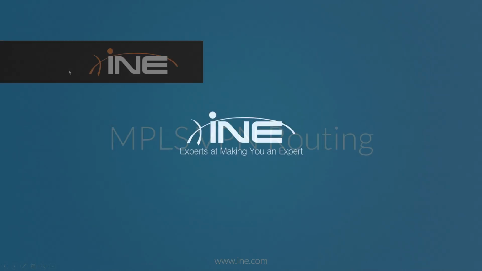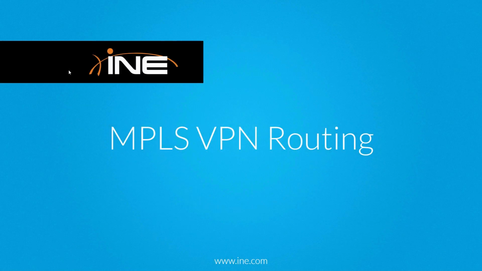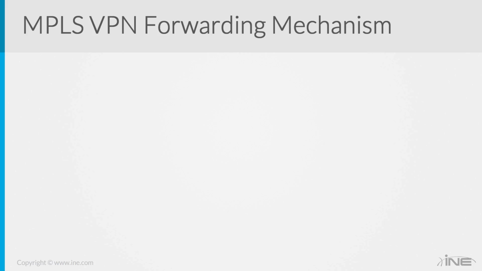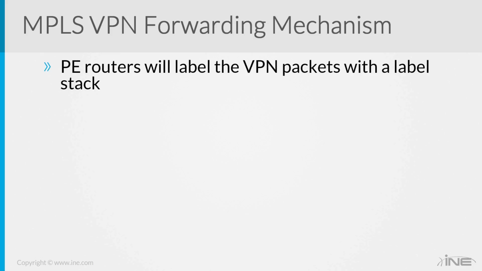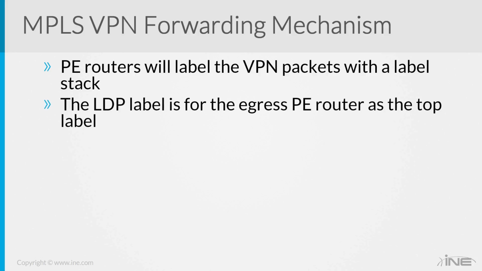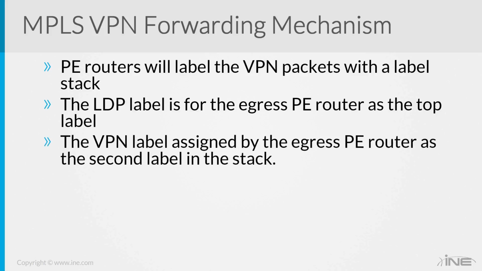In this video, we're going to take a look at MPLS VPN routing, focusing specifically on the VPN aspect of LDP. So in the MPLS VPN forwarding mechanism, we're going to be taking a look at this in a very specific manner. The PE routers will label the VPN packets with a label stack. The LDP label is for the egress PE router as the top label, and the VPN label is assigned by the egress PE router as the second label in the stack.